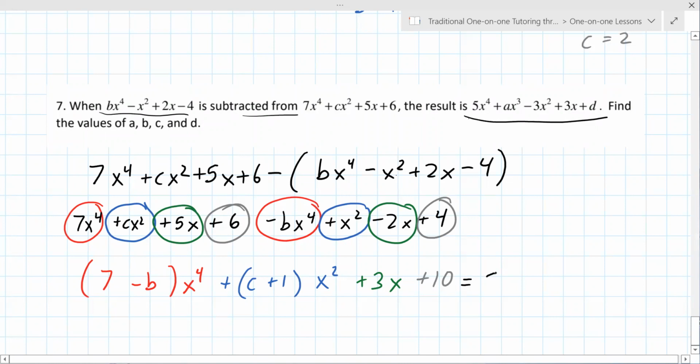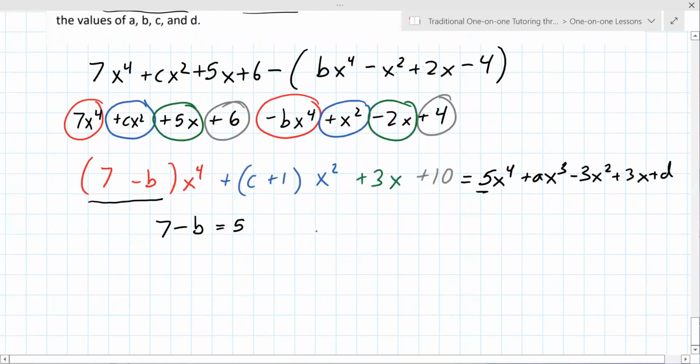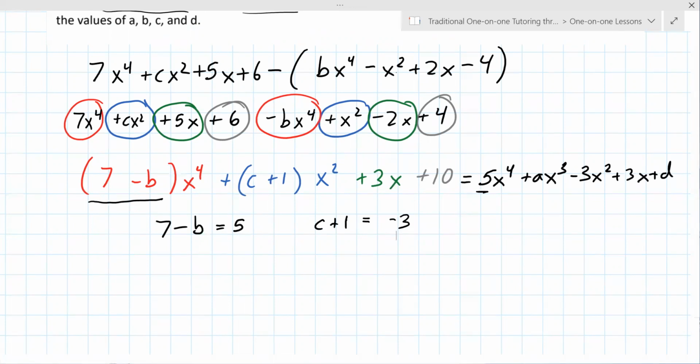So okay, you're setting it to 5x to the fourth plus ax cubed minus 3x squared plus 3x plus d, and you match piece for piece. So you set that 7 minus b equal to the 5 because they both have an x to the fourth. And then you set the c plus 1 equal to minus 3. Now, did I miss something? Because I don't see an x cubed anywhere. That must be 0. Okay, we'll get to that.